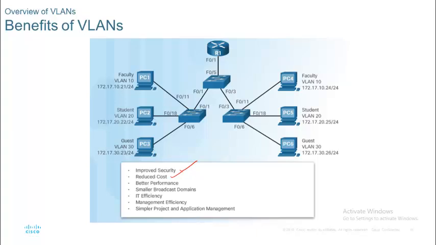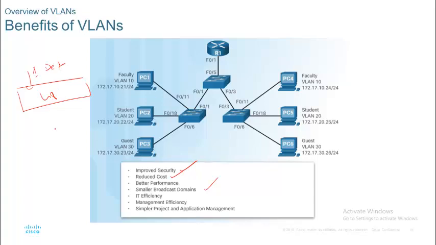Smaller broadcast domain. Same answer. If all ports are in a single VLAN, it is a large broadcast domain. When you create multiple VLANs and put fewer ports in each VLAN, the broadcast domain gets reduced. For example, by default, the 48 port switch will be allocated to one VLAN called default. So it's a large broadcast domain, 48 devices in one broadcast domain.